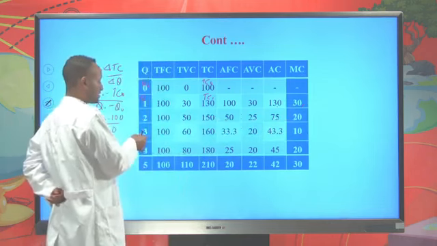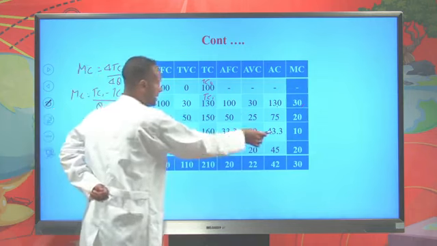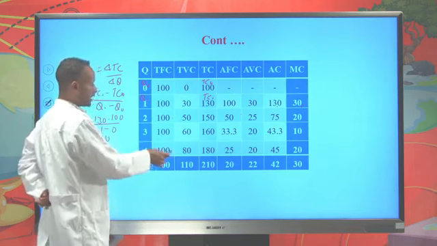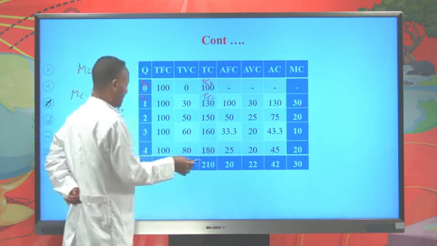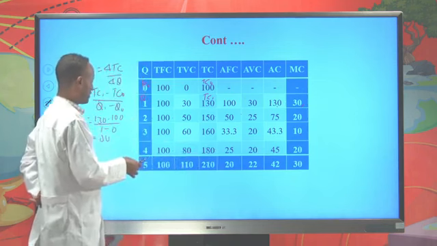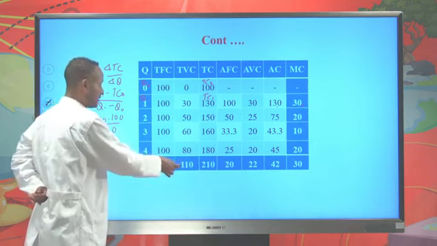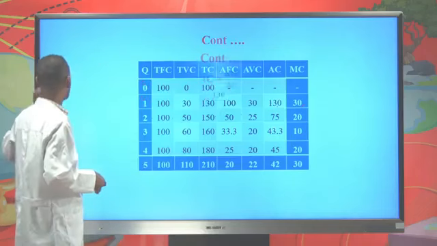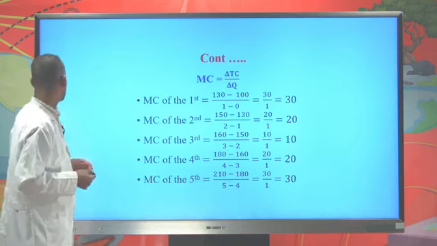Again, the marginal cost of the third is 60 minus 50 divided by 3 minus 2, which is 10. The marginal cost of the fourth is 80 minus 60 divided by 4 minus 3, which is 20. And finally, the marginal cost of 5 units of a commodity is 110 minus 80 divided by 5 minus 4, which is 30. This is the way of calculating the marginal cost of production.